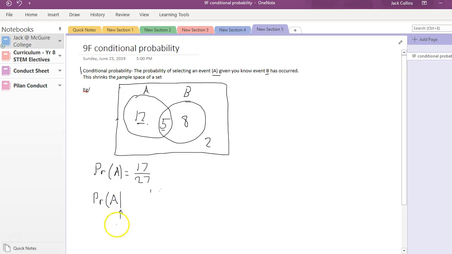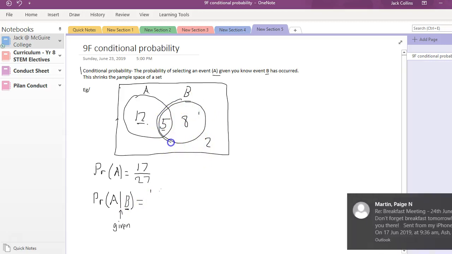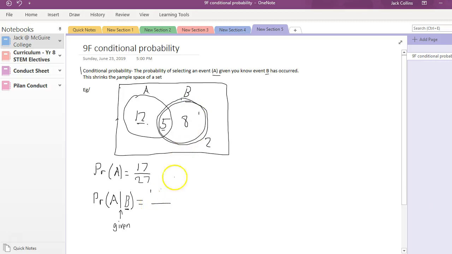Okay. Now, the notation for conditional probability is the probability of A, and this line down the middle means given. So A given B has already occurred. Okay, so the best way to do this is actually look at the second one. So given that we know B has occurred, this immediately reduces the sample space to this circle here. So the sample space is now out of 8 and 5, 13, because we know that the event B has occurred. So given that B has occurred, what is the chance of selecting someone who is in A? Well, there's 5 people in the B circle who also like A, so it would be 5 out of 13.